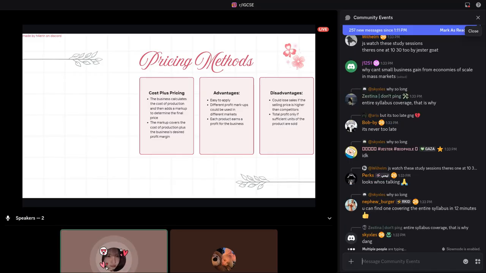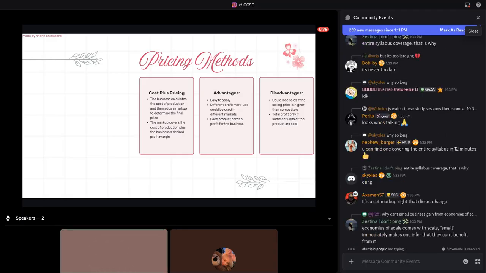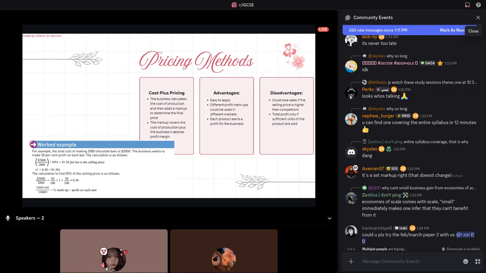The advantages of this would be it's easy to apply as you would just need to calculate the cost of production, then just add a markup. Different profit markups could be used in different markets, and each product earns a profit for the business. However, to earn profit, you would need a sufficient amount of units of the product sold. And also, you could lose sales if the selling price is higher than the competitors. So, if this is confusing to you, here's an example from the Hodder's textbook. So, I will let you guys take a look at it.